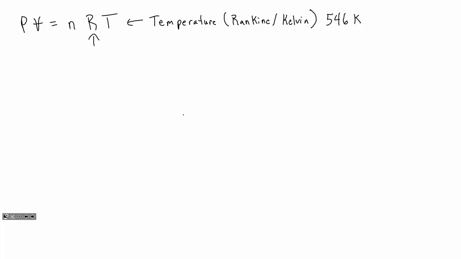This R value here is going to be our universal gas constant. This would be given in your reference material. It has a value of 8.314 joules per mole Kelvin. And your n term is going to be your number of moles. For our problem, we're told that we have 1 mole of water.